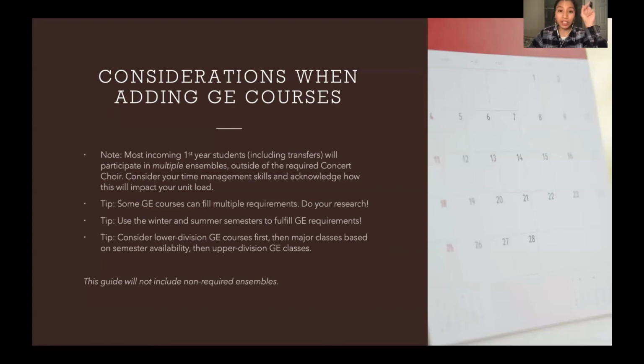Another tip, GE courses will sometimes fill multiple requirements, so keep your eye out on those classes that will. Do your research. San Jose State literally has a list of each requirement in every single class that it can fulfill, plus little blurbs that will tell you if certain classes will fill multiple requirements. So it is so helpful to do your research.